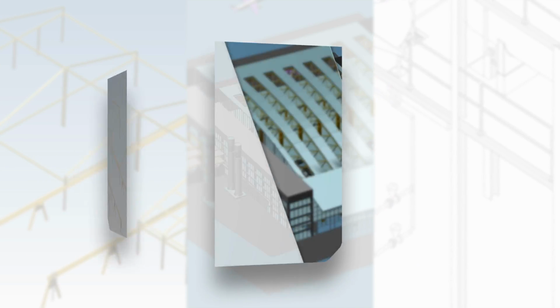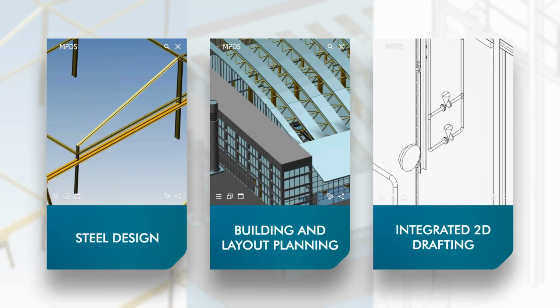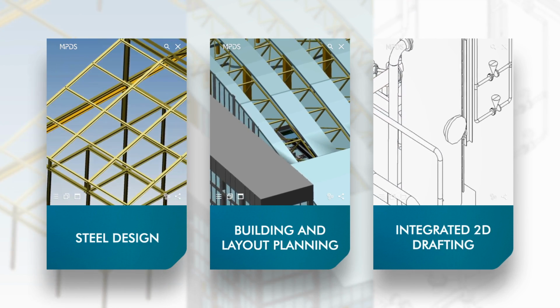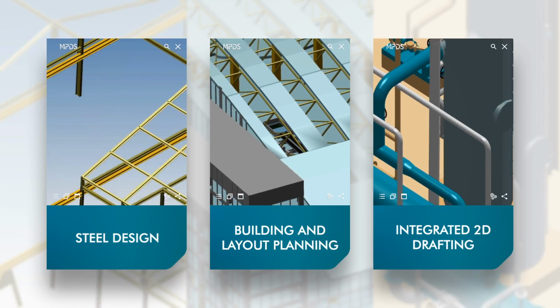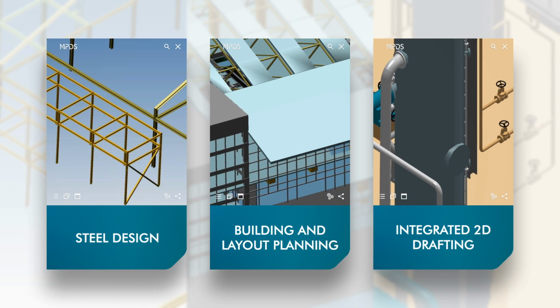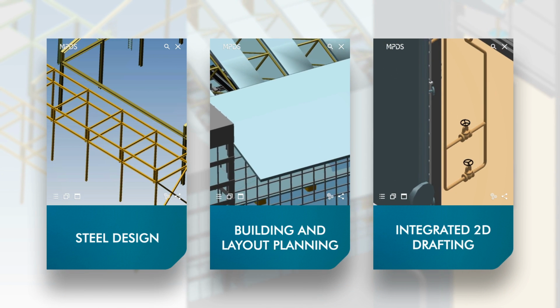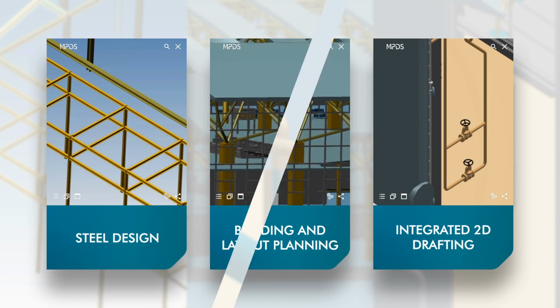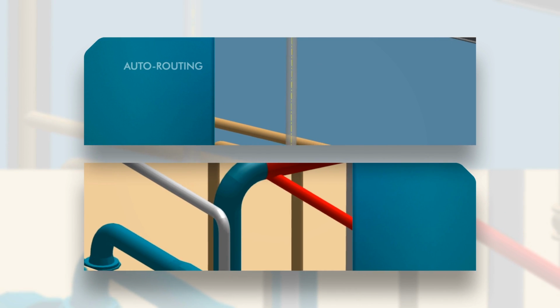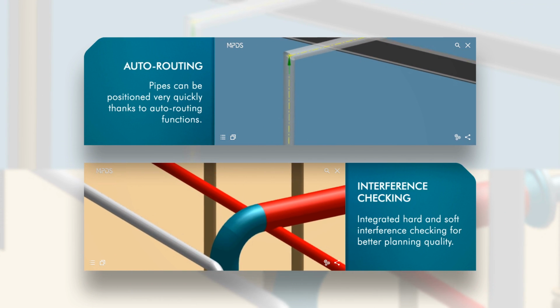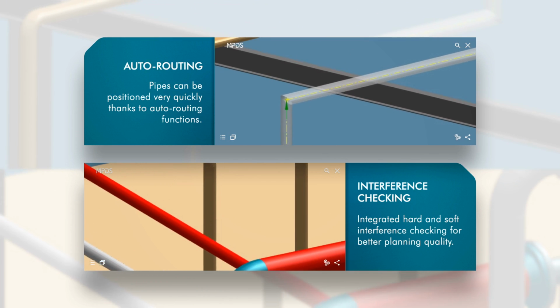Additional modules are available for steel design and factory layout, with a built-in capability to create 2D drawings from any part of the plant. MPDS4 offers autorouting capabilities so pipelines can be run very quickly. With consistency checking and clash detection, the integrity of all pipelines is ensured.